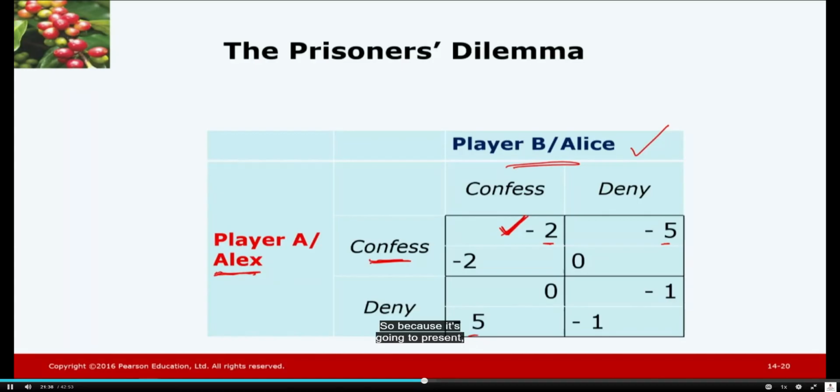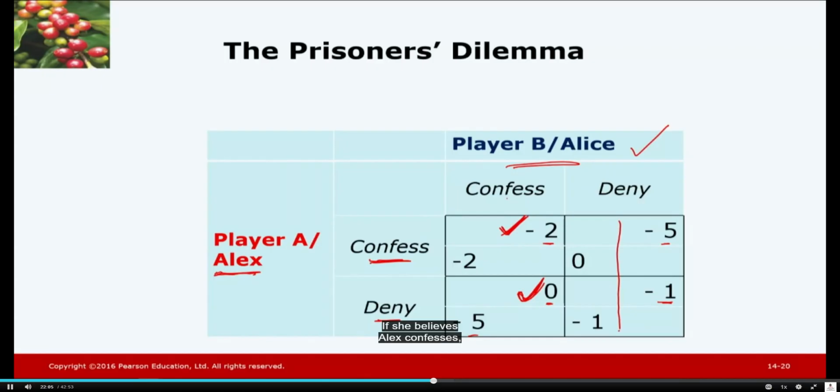First row. However, if Alex denies, what is Alice's best response? Would it be to confess and get no time in prison, go scot-free, or to get a year in prison? Well, this is clearly better. So we find that there's a dominant strategy. Alice has, regardless of what Alex does, her dominant strategy is actually to confess. She's not going to do this. Okay. Dominant strategy to confess.